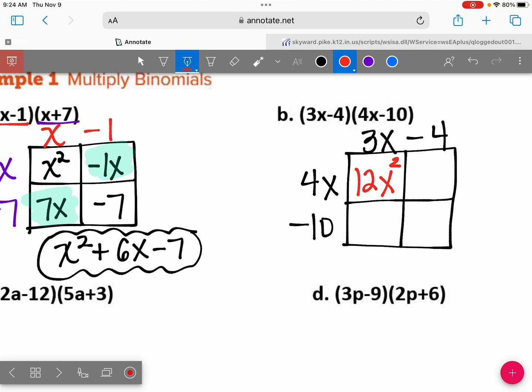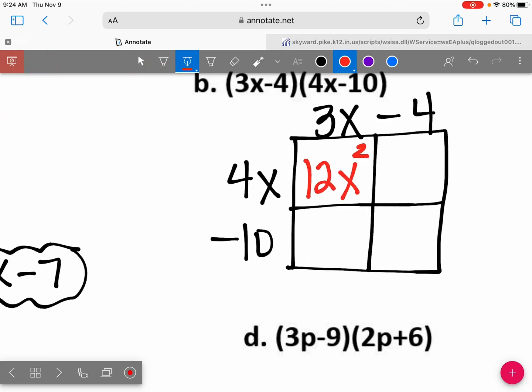All right, so in this box, we would have a negative 16x. And then this has a negative 30x and a positive 40. Who had those 4 terms in their boxes? Those are the only 4 terms that go in the box. Anything else is close, but close is still wrong.